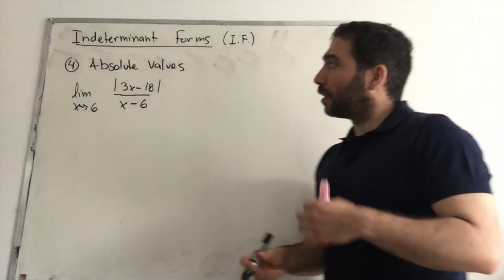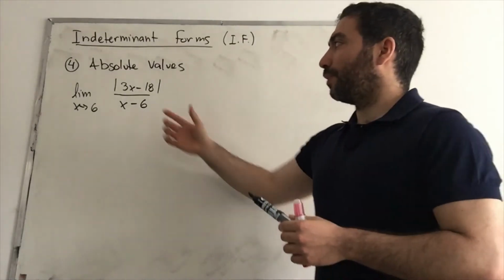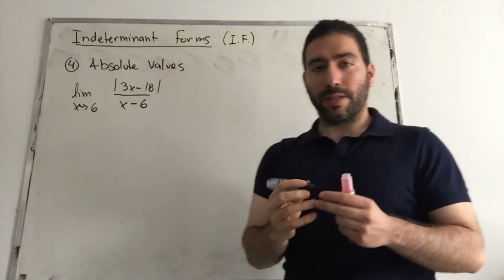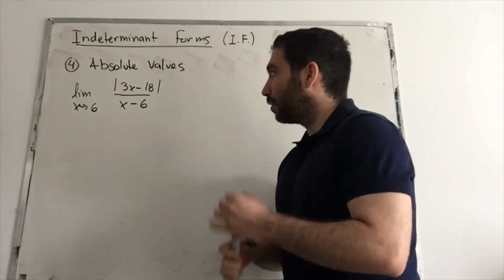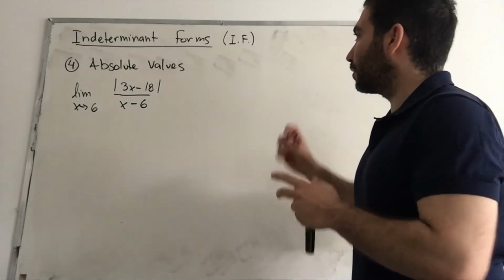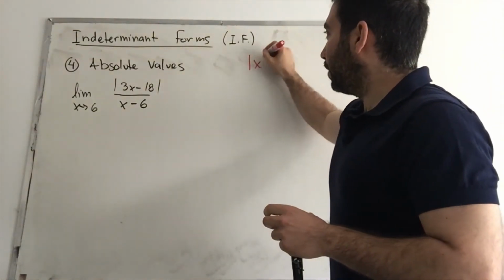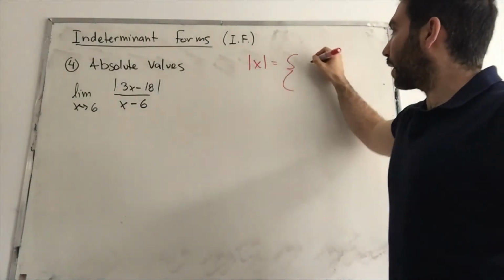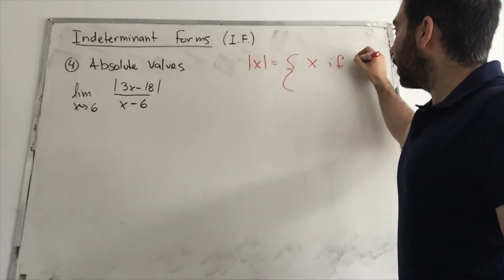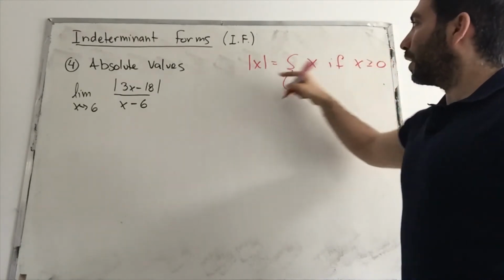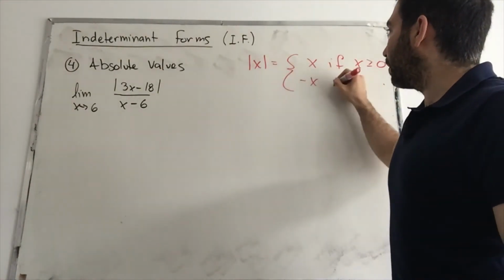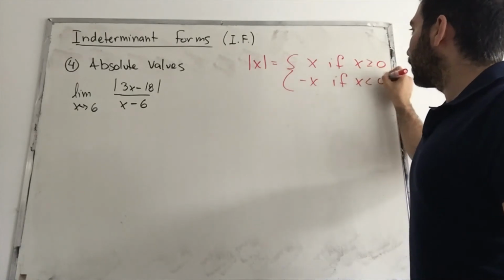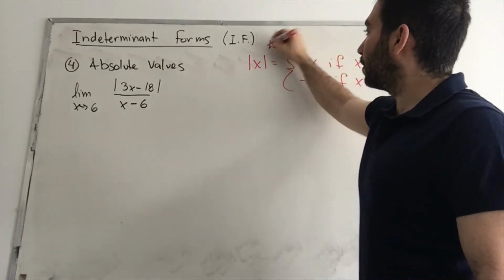In order to evaluate a limit when we're dealing with absolute values, we need to know the definition of an absolute value. By definition, the absolute value of x splits into two cases. It stays as x if x is greater than or equal to 0, and it becomes negative x if x is negative. This needs to be memorized.